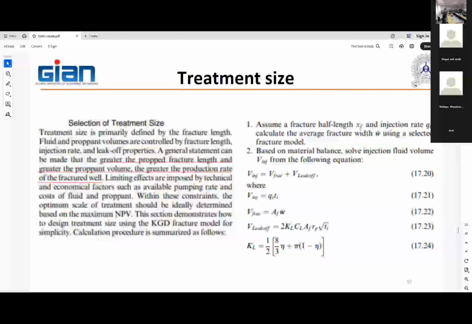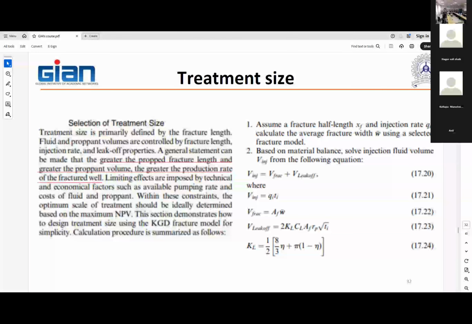So let's take a look. First you have to assume a fracture half length XF and the injection rate QI. Injection rate depends on what? It depends on the power of the pump that you are using, okay? If you have many powerful pumps, you can increase your injection rate. If you cannot pump at a very high speed, then your injection rate will be lower, but it is the pump which determines your injection rate, okay?